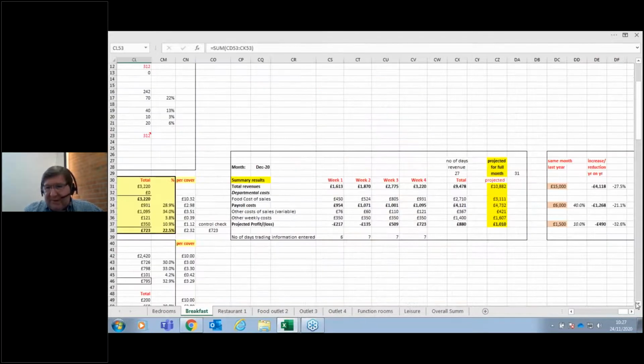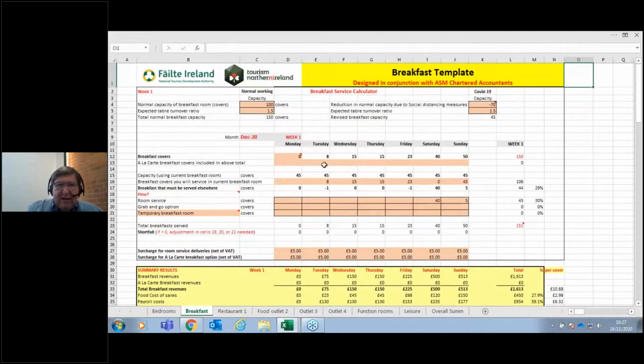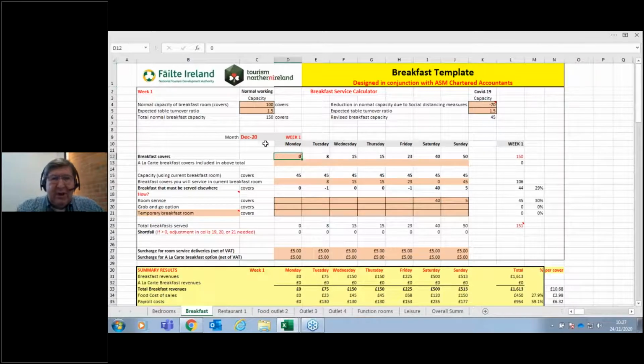Moving on to breakfast then. So what the model does is it automatically drags across the number of breakfast guests the following day. So on Monday we had 8 sleepers in the house, and of course they're going to have breakfast on Tuesday morning, and so on and so forth. So in week 1 we weren't open the previous day, so there are no sleepers, but in week 1 you would have to physically fill in that number there.